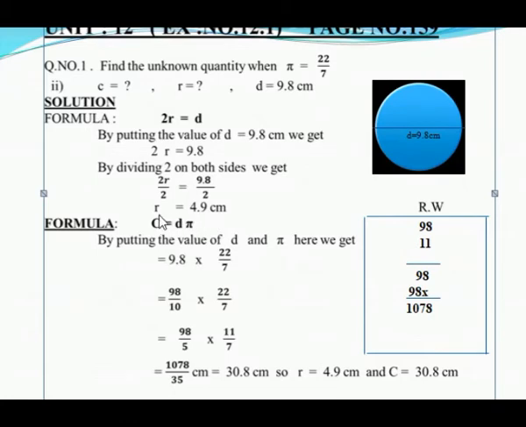So by putting the value of this, you are getting the value of R here. Now I have the value of R. And here C is equal to D pi. I have the value of D. So I can use this formula because one is unknown and one is known. Okay. By putting the value of D and pi here, we get 9.8 which is the value of D, 9.8 here. And the value of pi 22 by 7 which is given to you.